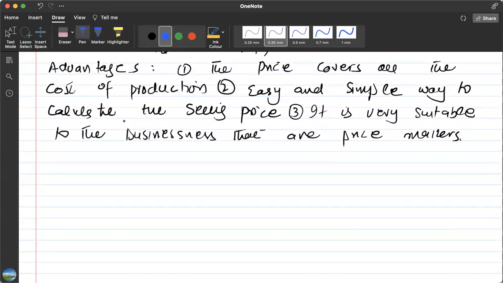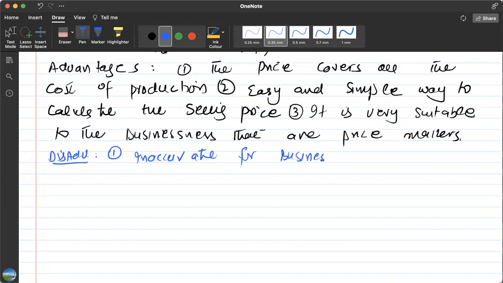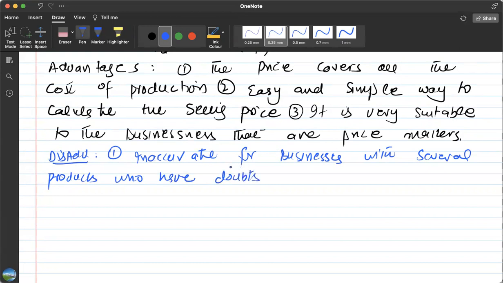Coming to the disadvantages of cost plus pricing, it is inaccurate for businesses with several products when there is a doubt over the allocation of the fixed cost, because they do not know how much allocation of fixed cost should be done to one product or to the other.